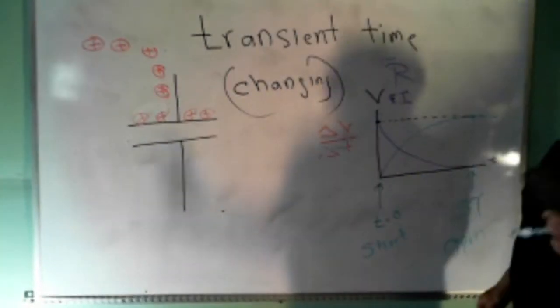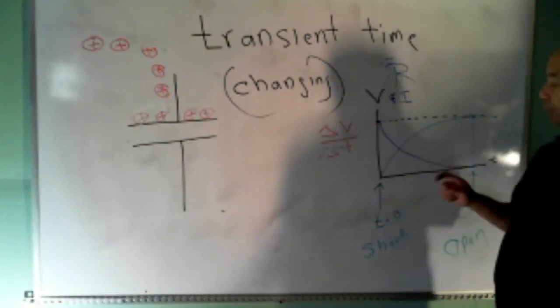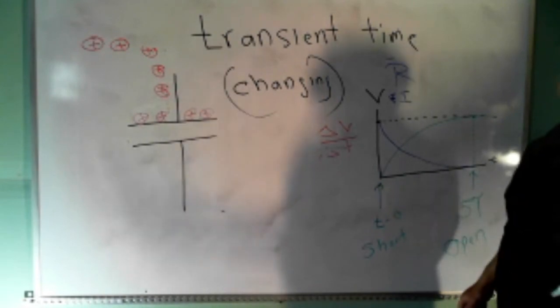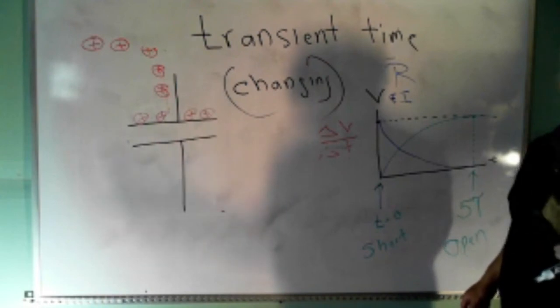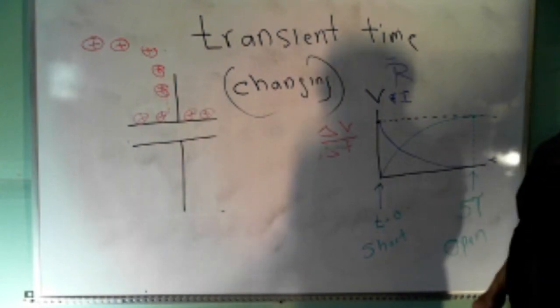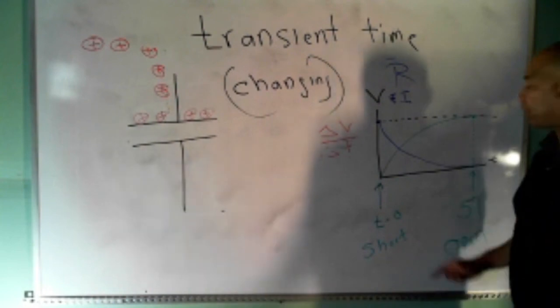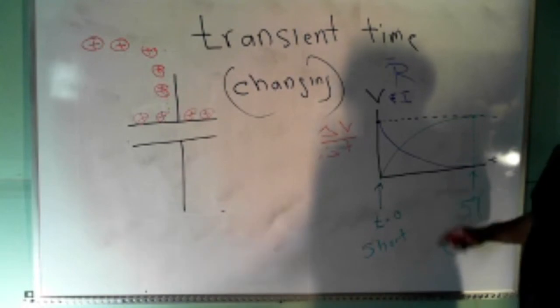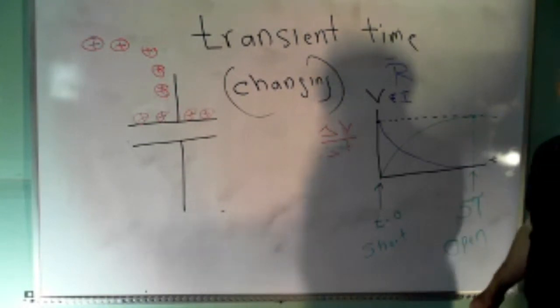If I want to do an analysis at T equals 0, I replace all the capacitors with a short. If I want to do an analysis at T greater than or equal to 5 time constants, I replace all the capacitors with an open circuit. But what if I want to do an analysis between T0 and T5 tau? That's where this gets a little more interesting. That's called a transient analysis.